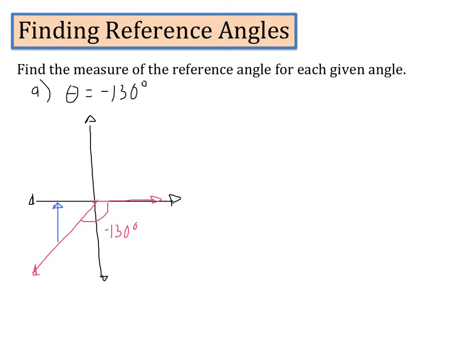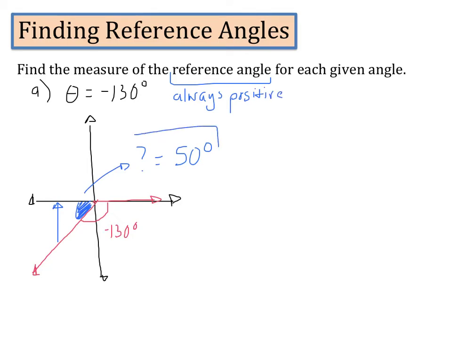Now this is negative 130. What is the measure of this angle right here? Well, if I'm at 130 and I want to get to 180, I know this has to be 50 degrees. And remember, reference angles, they're always positive. So the reference angle for negative 130 degrees is 50 degrees. Alright, let's try one more. Let's say that theta is 280 degrees.